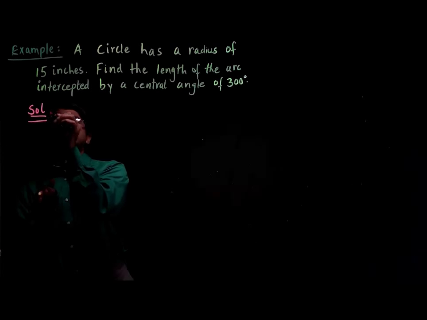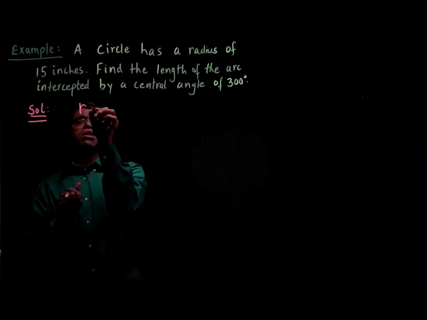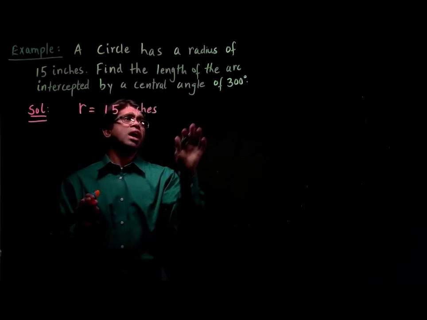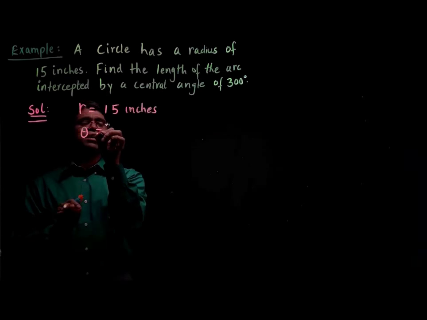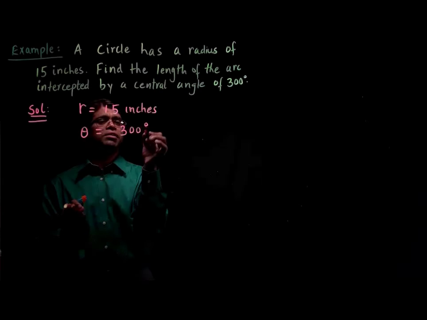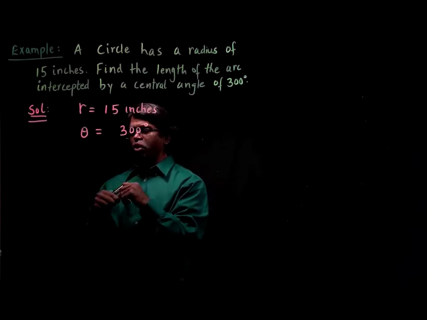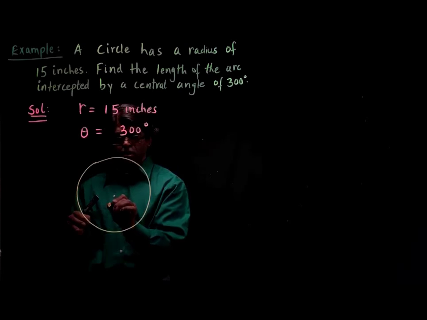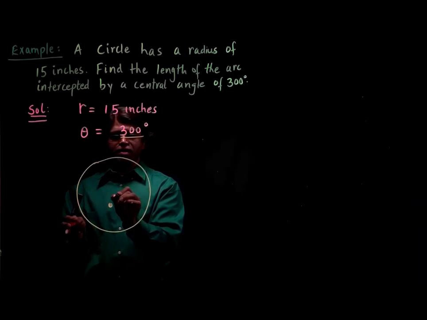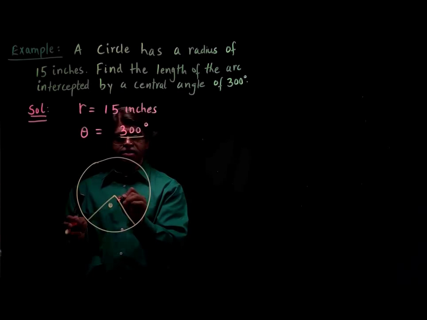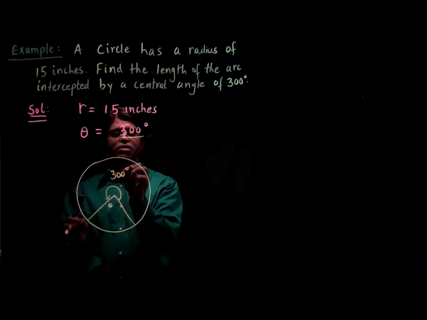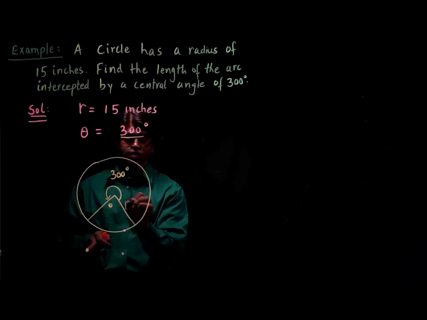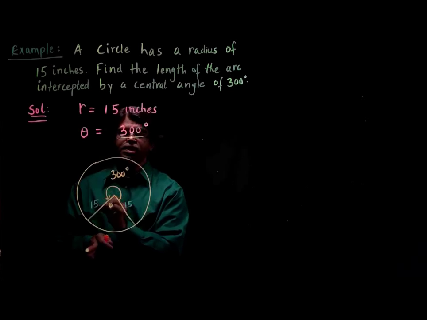As you can see, it is given that the radius of the circle, which is r, is 15 inches. And the central angle, theta, is equal to 300 degrees. In order to solve this question, I'm going to draw a circle. Let this be my circle and let this be my center O. Now, if you look closely, the central angle is 300 degrees. So my central angle is this angle, and the value of this angle is 300 degrees. And the radius of this circle is this one, which is 15 inches.